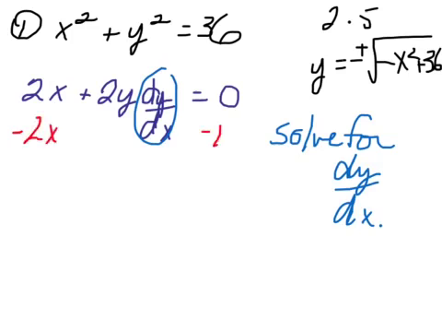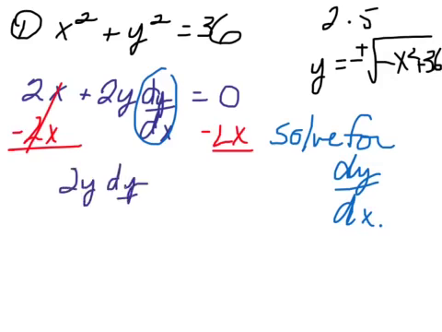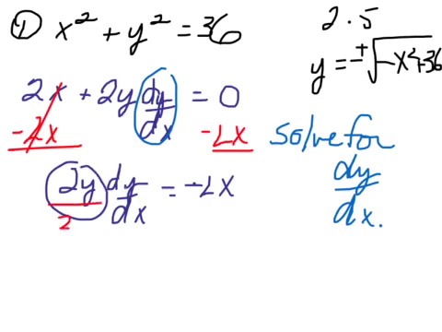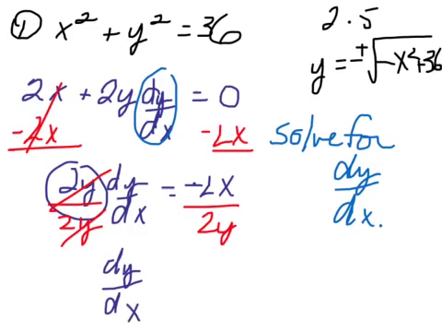So we'll subtract the 2x from both sides. And then that leaves me with 2y dy/dx is equal to negative 2x. And then if I want to get dy/dx by itself, I need to get rid of the 2y. So I will divide both sides by 2y. That cancels out. And I'm left with dy/dx, which remember, that's the derivative of y with respect to x. So we still have our derivative here. It's kind of confusing, but we actually do have our derivative here. It was just a little bit different to get to it. It's negative 2x over 2y.